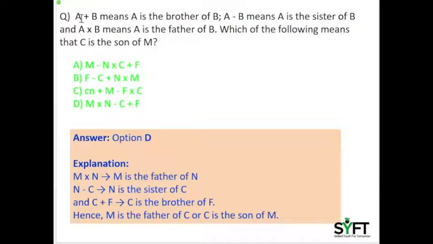Next question. A plus B means A is the brother of B. A minus B means A is the sister of B. And A into B means A is the father of B. Which of the following means that C is the son of M?